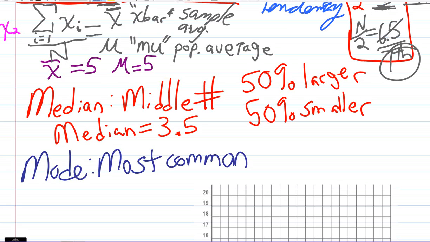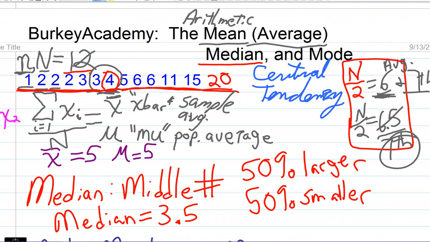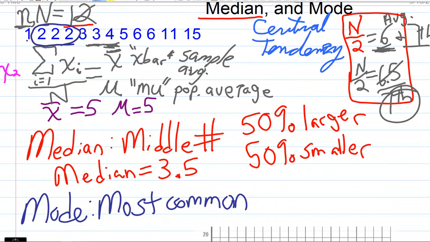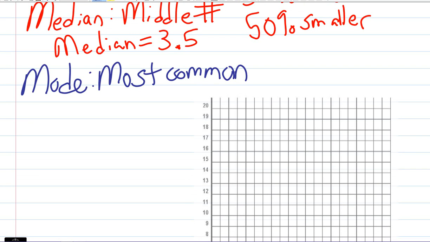Now, if we look at our data set up here, let me erase some of these marks so it's easier to see. Let's go back to our original data set. We have 1, 2, 2, 2, 3, 3, 4, 5, 6, 6, 11, 15. The mode is going to be 2, because there are three 2's and there aren't three of any other number here. And so our mode will be 2.